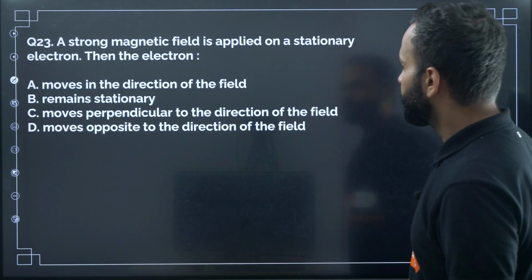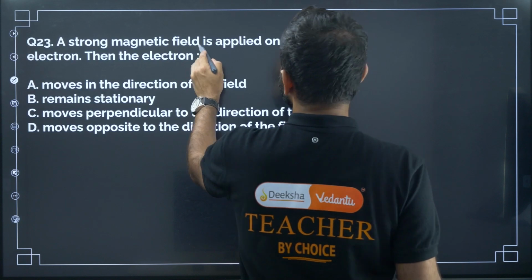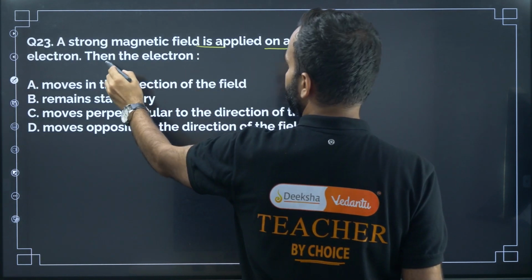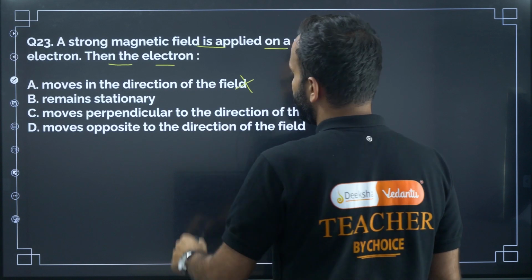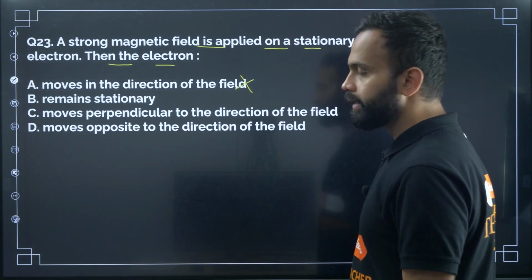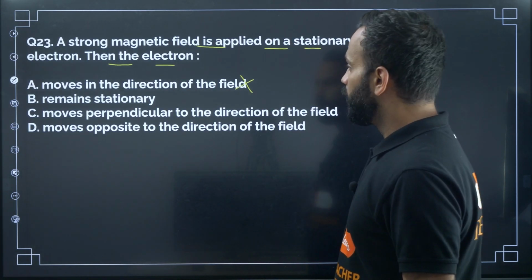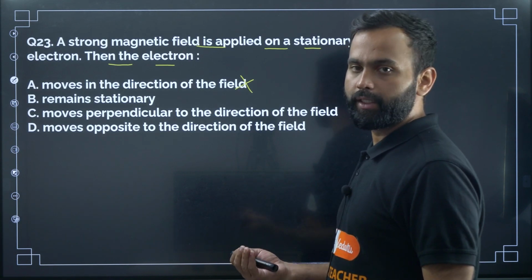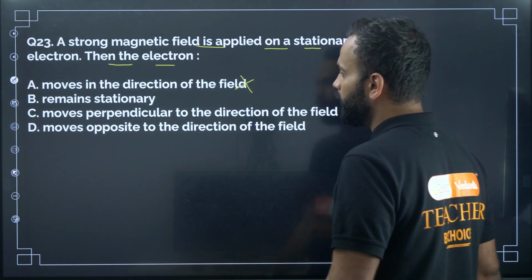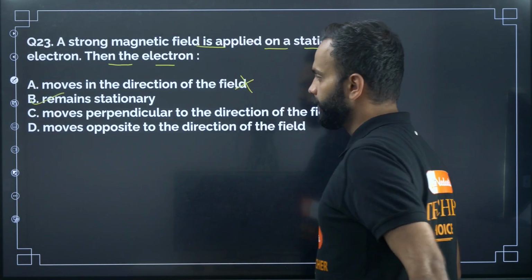Next question, question number 23. A strong magnetic field is applied on a stationary electron, then the electron moves in the direction of the field. Wrong. The electron remains stationary only, because there will be no force acting on the electron. If it moves with some velocity v, then it experiences some force. So the correct option is B.